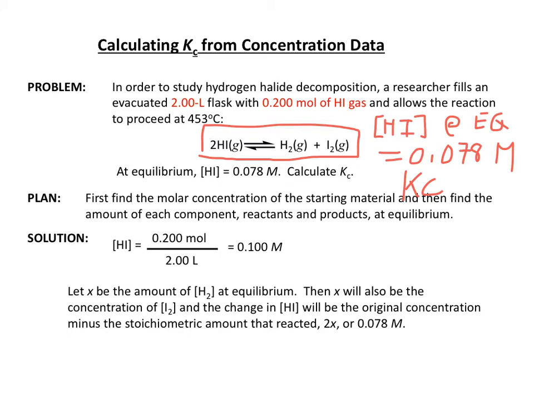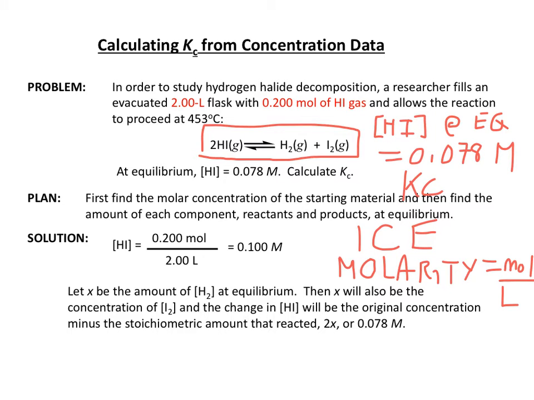So this is going to involve something new, something that takes a little while to get used to. It's something called an ICE chart, and you'll see why we call it an ICE chart on the next page. One of the first things to remember in this case is that equilibrium constant expressions always require things to be in molarity. And that's moles per liter.